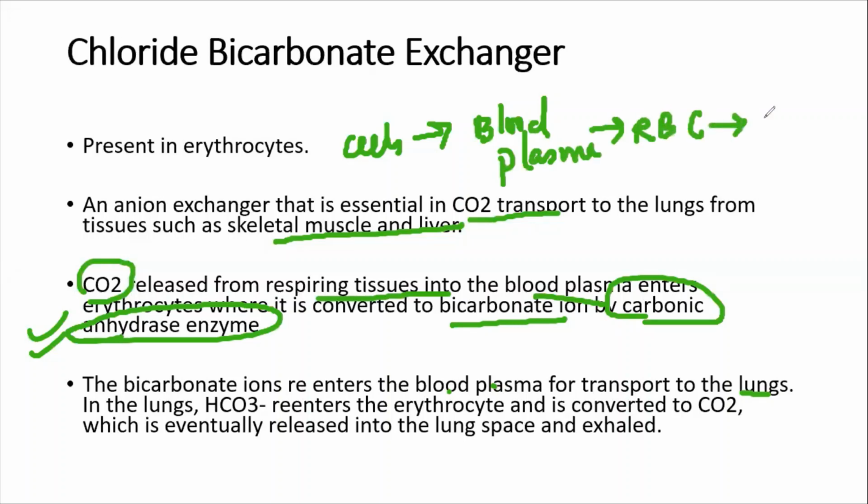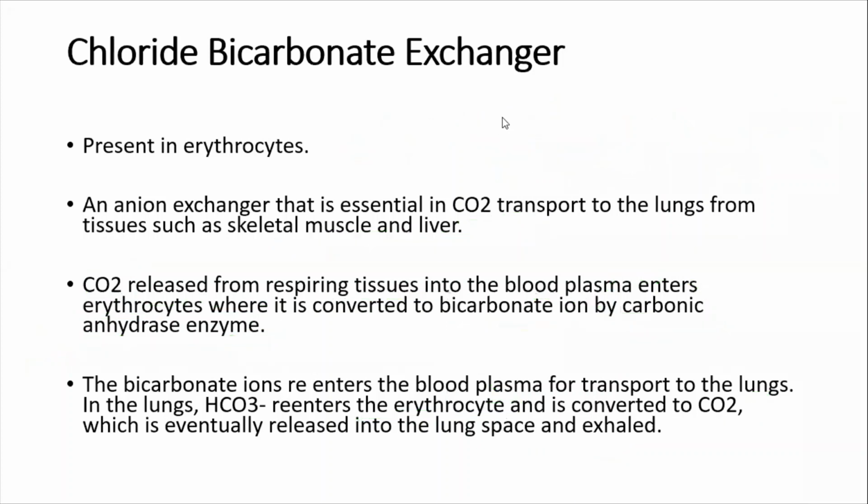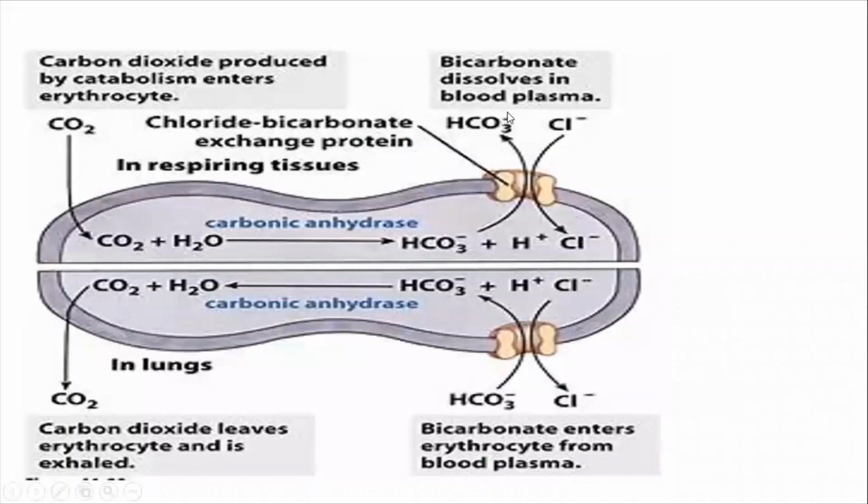Now RBC travels to the lungs. It again goes back to the plasma and then gets converted to CO2 and released. Okay. So in the lungs, they again go back to the erythrocyte, converted to CO2, and then they are exhaled out. So this will be clear once I show you the figure. Okay, see the figure over here.